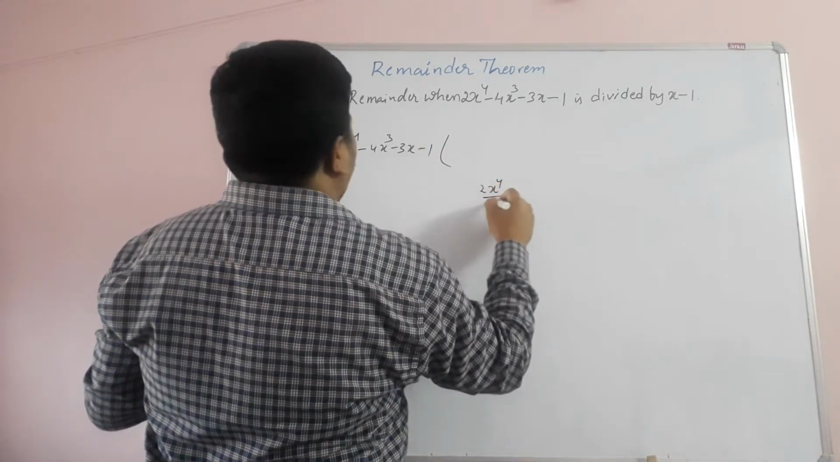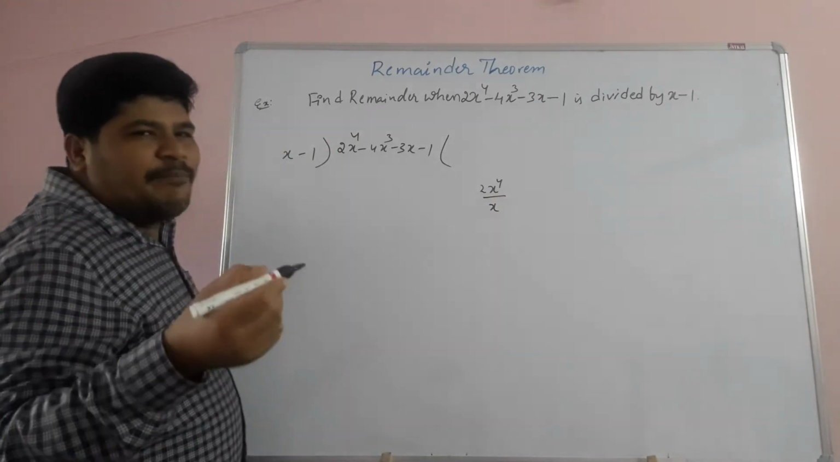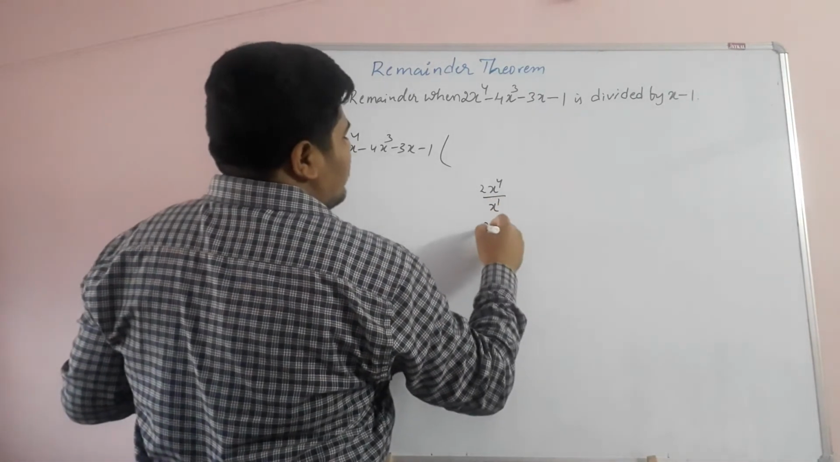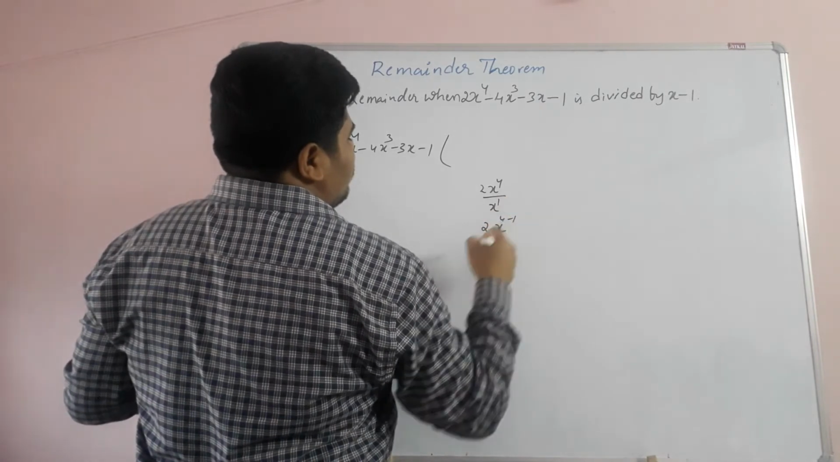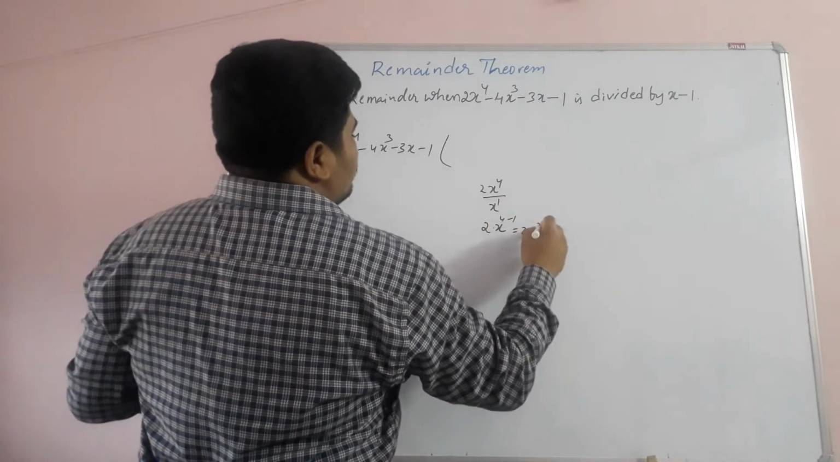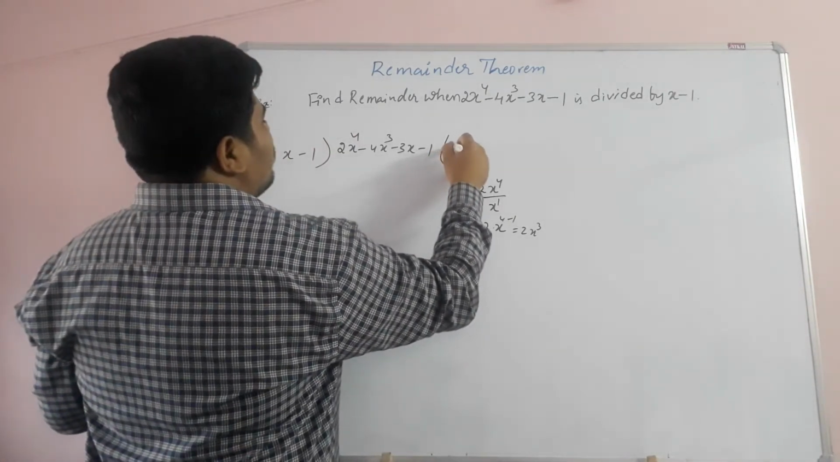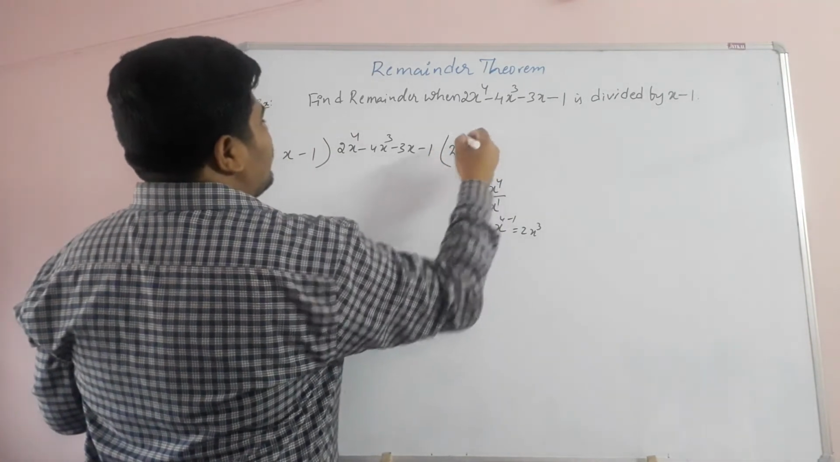2x power 4 by x. So children, a power m by a power n is equal to what? A power m minus n, no? So here x power 1 is there. So 2 into x power 4 minus 1 will come. That is 2x cube. So the quotient is 2x cube.